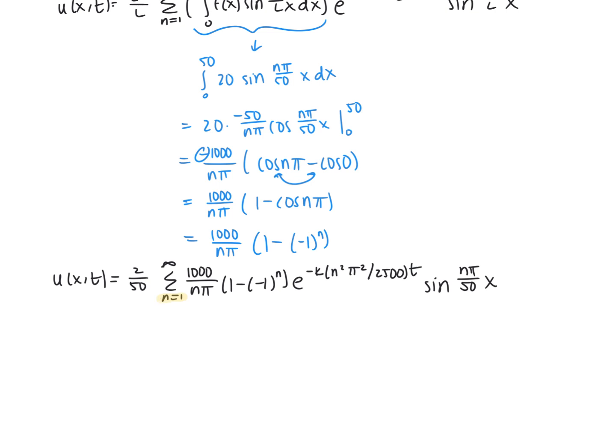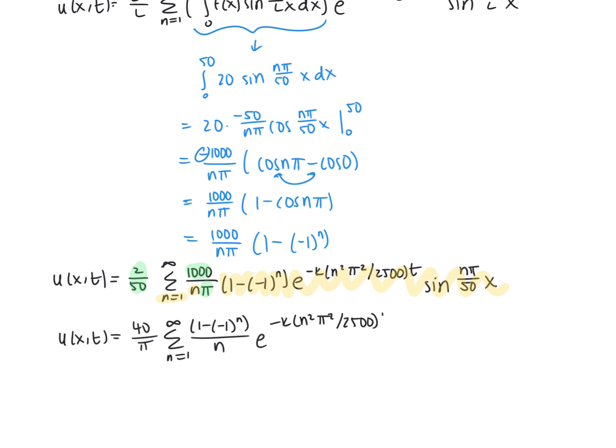So the summation has an n, so anything with an n has to stay in that summation, which is all of this stuff. But if I take a look at all of these constants and just simplify that a little bit, make it look a little bit nicer, this gives us u of x,t is equal to 40 over pi, the summation from n equals 1 to infinity of 1 subtract negative 1 to the n over n, e to the negative k n squared pi squared over 2,500 t, sine of n pi over 50 x. So this right here is our solution.